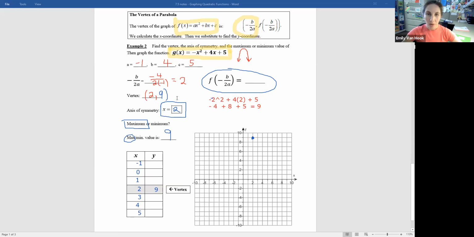Okay, and then we could carefully plug those into the function and get some other points on our graph. Okay, so I'll just do a couple. So f of 1 would be negative 1 squared plus 4 times 1 plus 5. Negative 1 squared, remember, we're not squaring the negative. 1 squared is 1, so that first term would be negative 1 plus 4 plus 5. That's going to be 8. So another point on our graph would be 1, 8. And then we also have 3, 8. Again, using that symmetry, we got 1, 8 there, 3, 8.